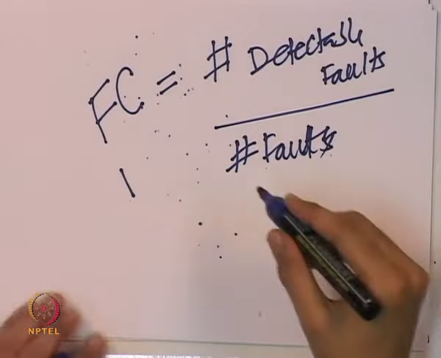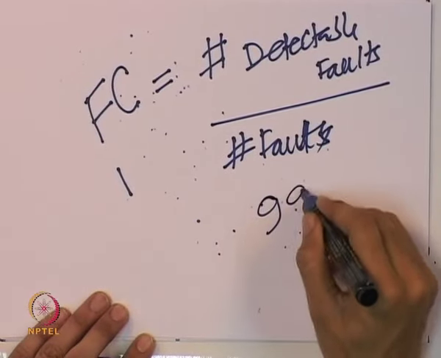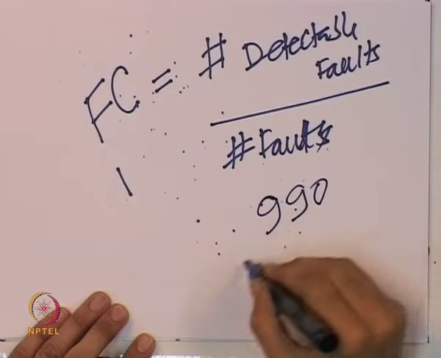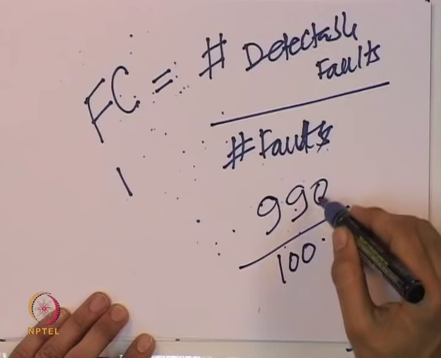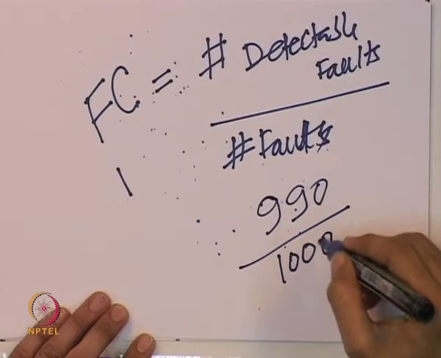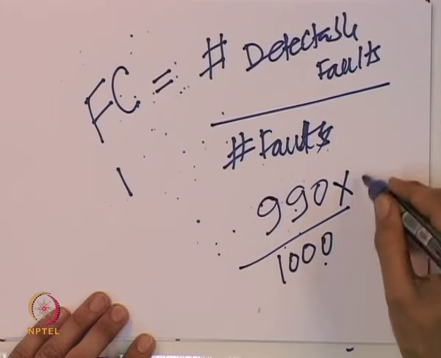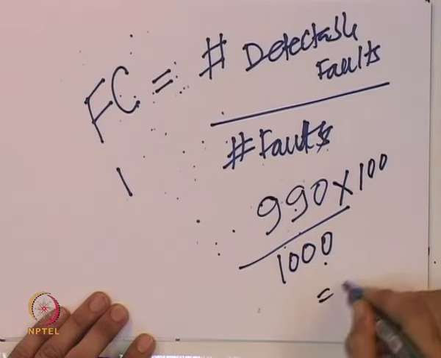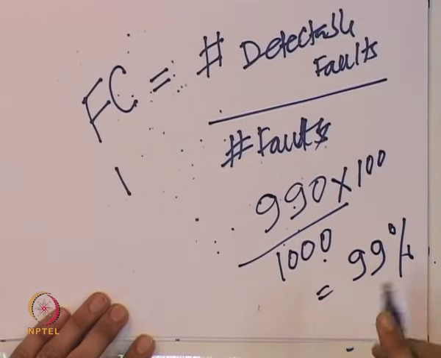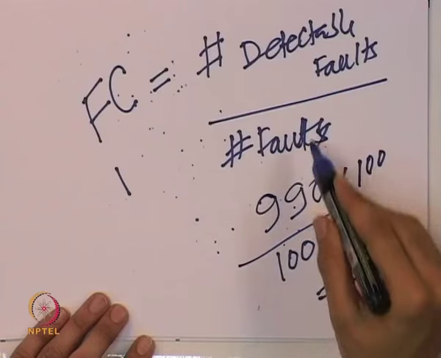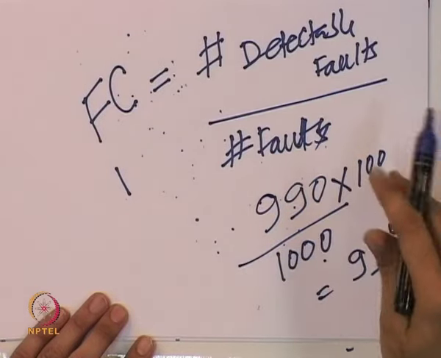Right. So say you have a total of 1000 faults, and 990 faults are detectable, but 10 faults are not detectable. In that case, your fault coverage would be 990 divided by 1000 times 100, which becomes 99%. Why? Because those 10 faults are redundant; they come from the redundancy in the circuit.